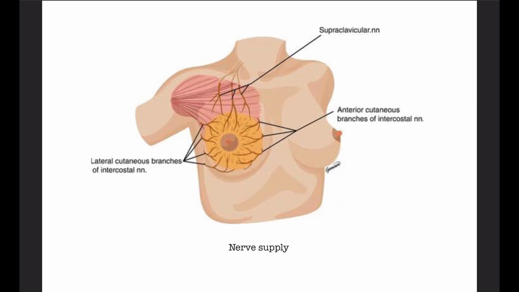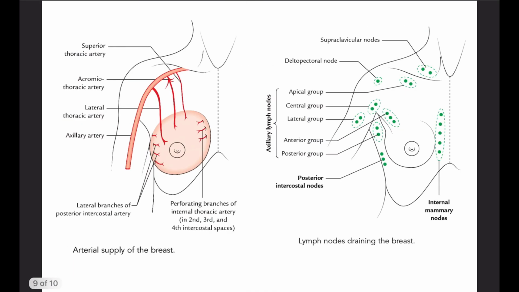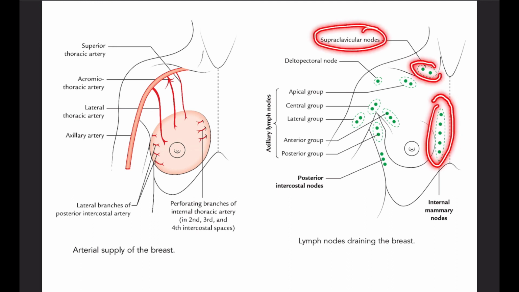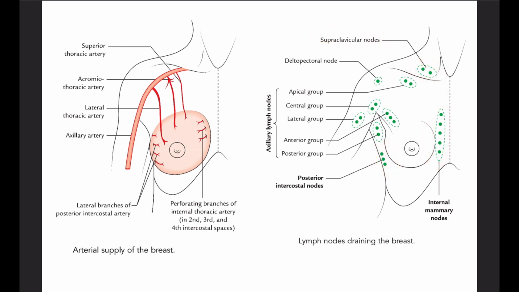The lymph from the breast is drained into a group of lymph nodes, the axillary lymph nodes. Here you can see the axillary lymph nodes, internal mammary lymph nodes, supraclavicular nodes, posterior intercostal nodes, and cephalic nodes lying in the deltopectoral group near the shoulder.